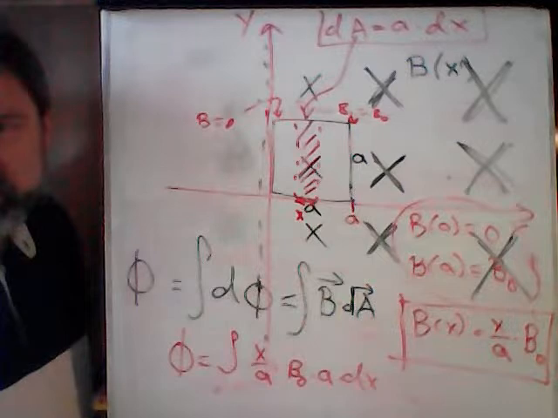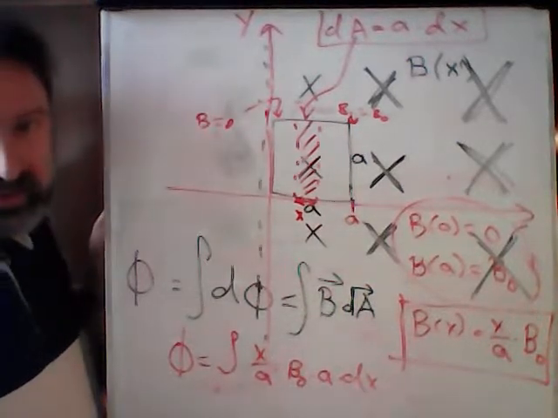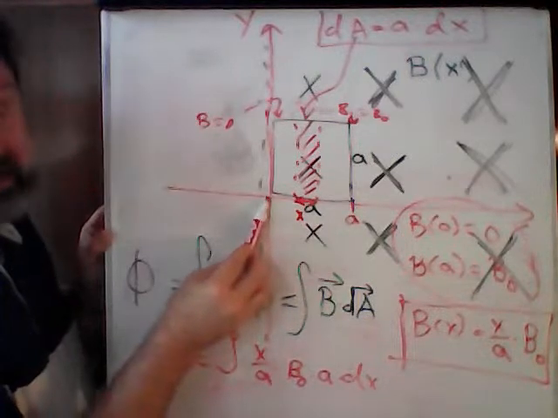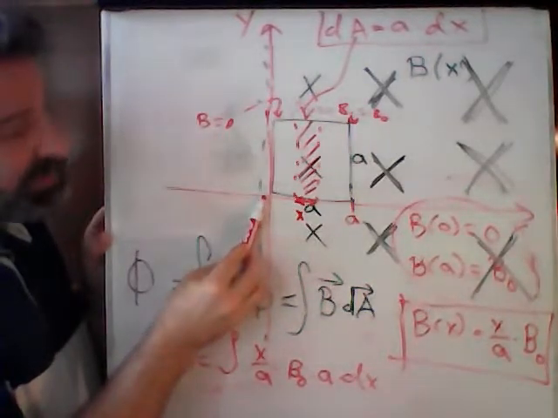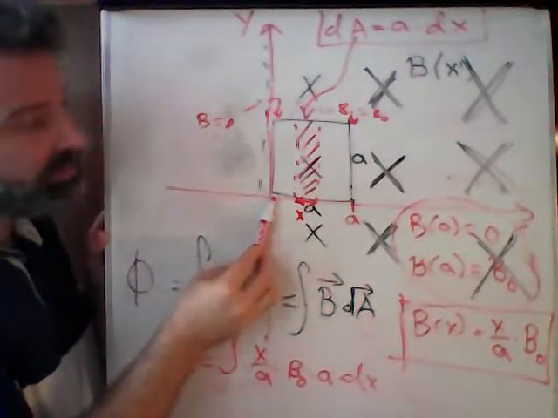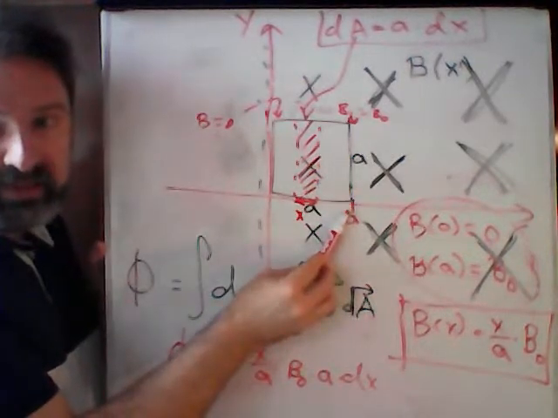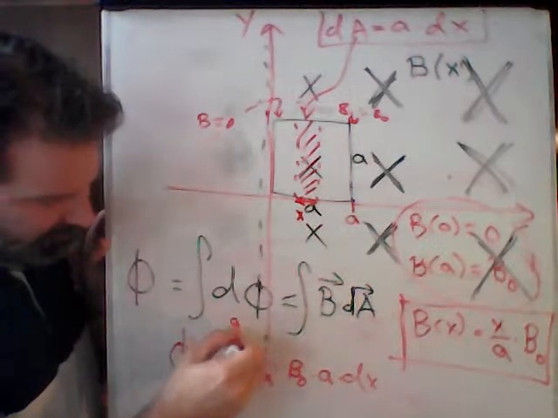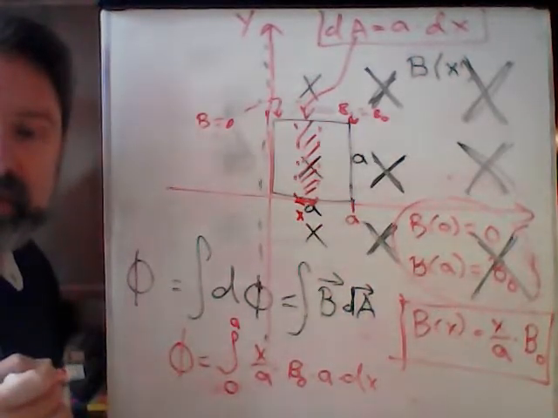We do need the integration limits, meaning we need to make sure we're integrating the correct values of x. So x varies in this case from this starting point, which is on the y-axis, so x is 0, up to x equals a. So let's put those integration limits on here, 0 and a.